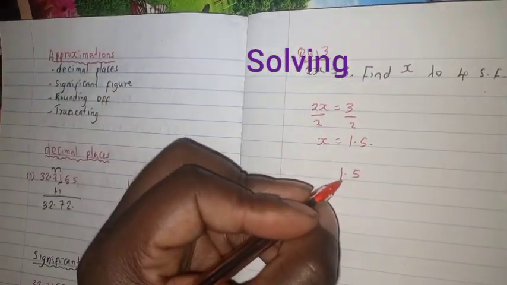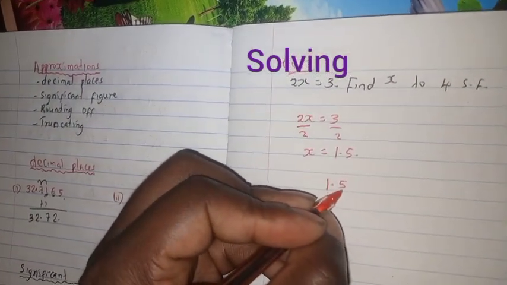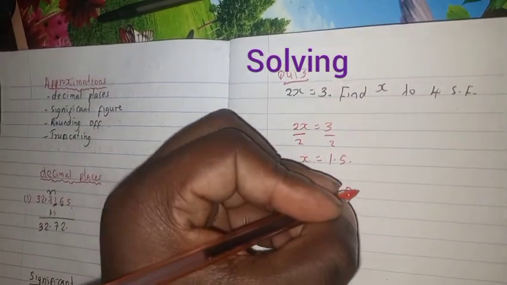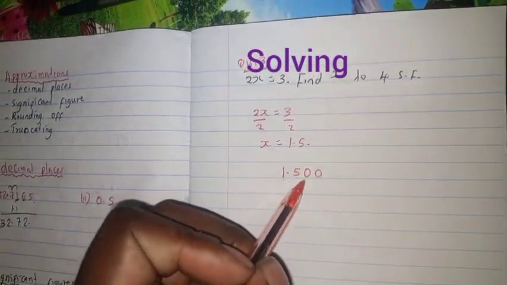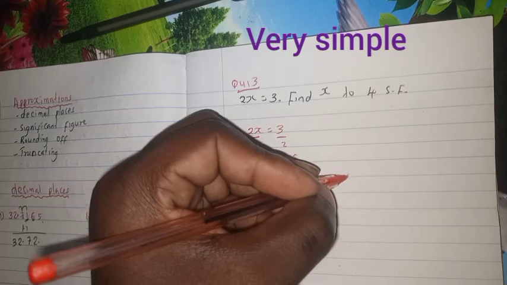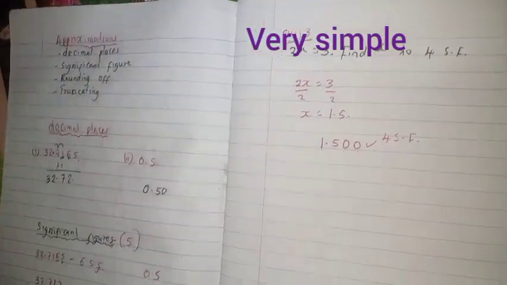1.5. That means the significant figures in this case are 1, 2. Now that we need to have 4, it becomes 3, 4. Now to 4 significant figures, it is 1.500. This one is to 4 significant figures. It is as simple as that.